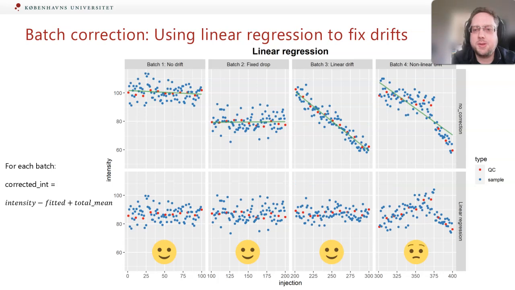What we could do is fit a linear curve to the QCs. For each sample, we then use this curve to correct the signal. Here it is shown where we subtract the fitted model values, so where the line is, from the signal, and then add the global mean. It could also be done using division and multiplication instead. But in this way, we can fix a linear drop. But as you can see, it doesn't do well when the drop is nonlinear.